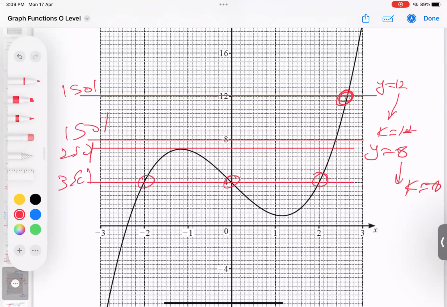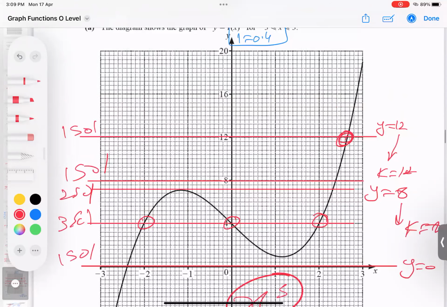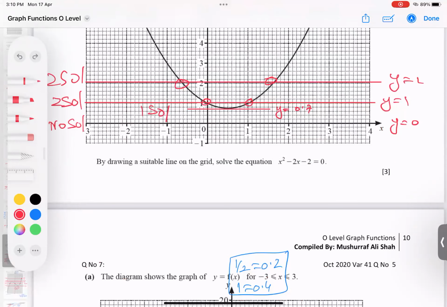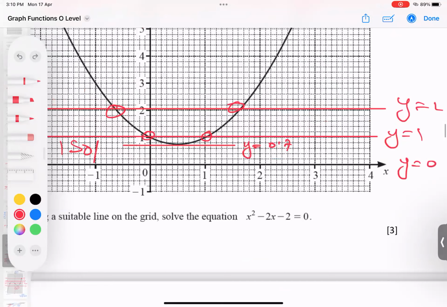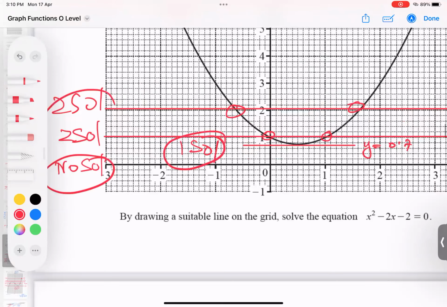So I hope it is clear. And at y equals 0, it is cutting only 1 point. So it again has one solution. So it can be one solution, 2 or 3 in a cubic equation. Whenever the highest power is x cubed coming in the question, like this is the highest power x cubed. If x squared is coming, we have 3 possibilities: no solution, one solution, and 2 solutions. I hope the point is clear.